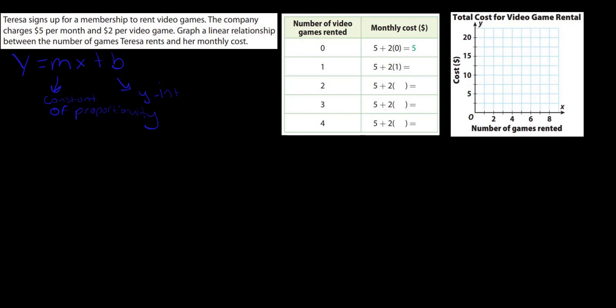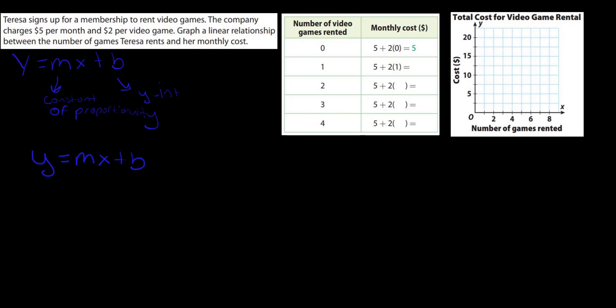Now, it's usually in a specific format, so your b is always going to be that value that you're either adding or subtracting, and your m is going to be that value that you're either multiplying or dividing. So as you're reading the question, just be conscious about that. So the first thing I'm going to do is go ahead and write my form y equals mx plus b. Okay, now it says, Teresa signs up for a membership to rent video games.